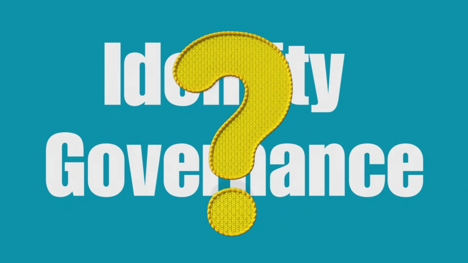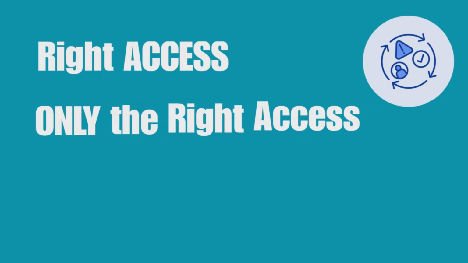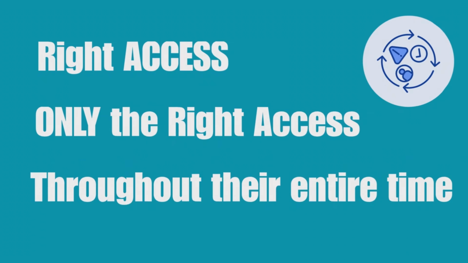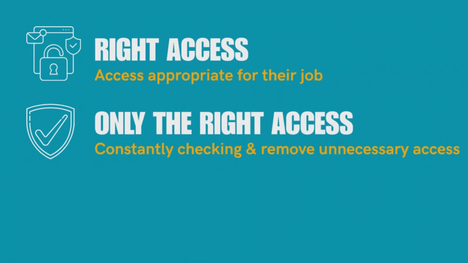Let me give you a simple definition first. Identity governance is a framework of policies and processes that ensure people have the right access and only the right access throughout their entire time in an organization. Let's unpack that. What does it mean by right access? It means access appropriate for the job. Nothing more, nothing less.